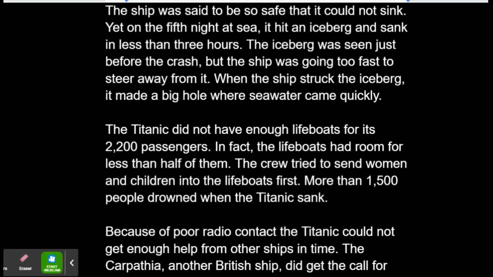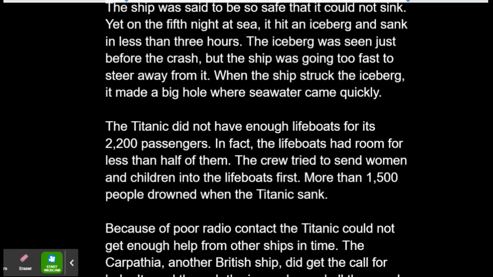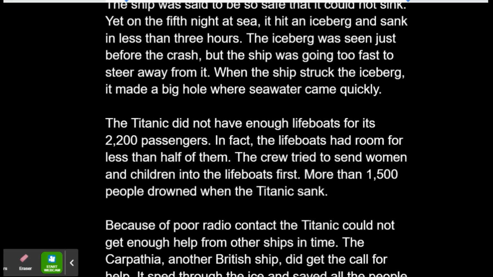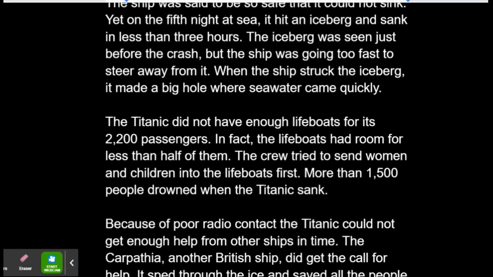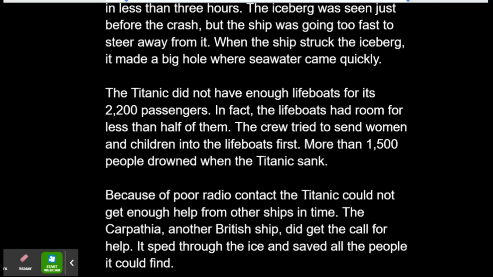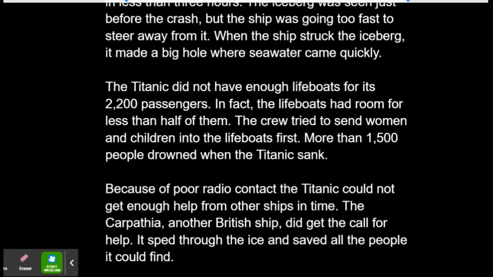Because of poor radio contact, the Titanic could not get enough help from other ships in time. The Carpathia, another British ship, did get the call for help. It sped through the ice and saved all the people it could find.